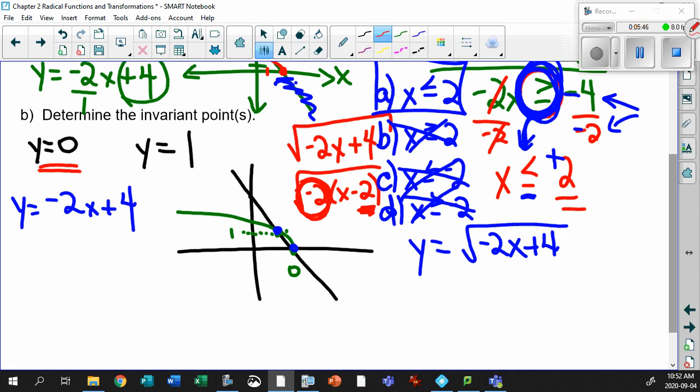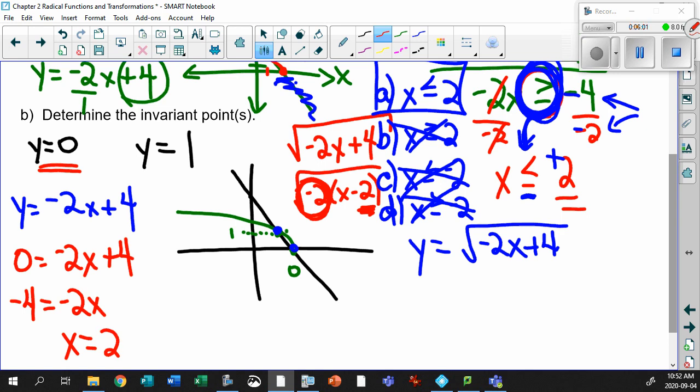So let's try. For invariant point 0, 0 equals negative 2x plus 4. Bring the 4 over, that becomes negative 4 equals negative 2x. Divide by negative 2, divide by negative 2. X equals, of course, 2. So your point then is 2 comma 0. Yeah, no kidding. I've known that for a long time already.